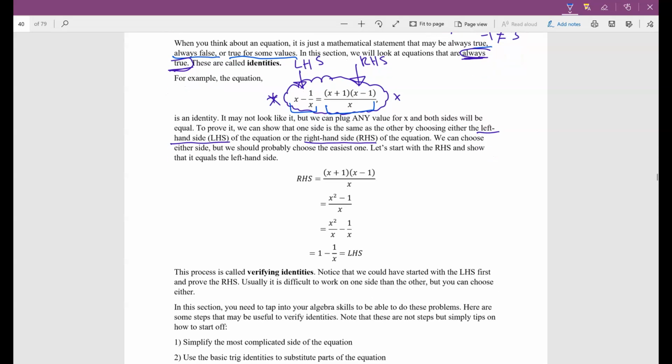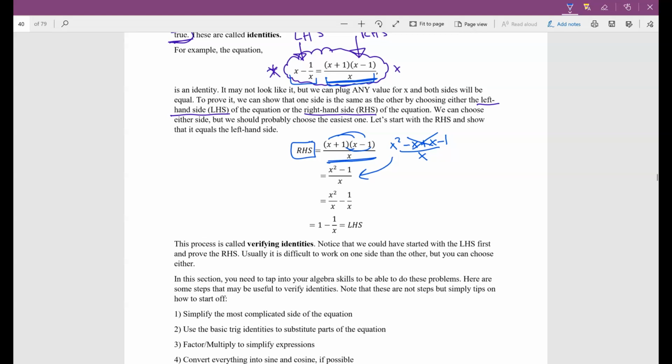Here I give an example of what I did. I'm choosing the right-hand side, which is this one right here, so I wrote it down. We want to make sure that it looks a lot like the left-hand side. One of the things we can do is FOIL this out. On the top you're going to have x squared minus x plus x minus 1, divided by x. You can see that the middle terms are going to go away. That's how you get x squared minus 1 over x.